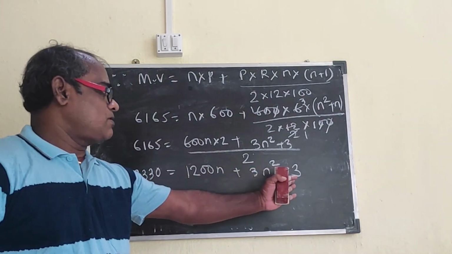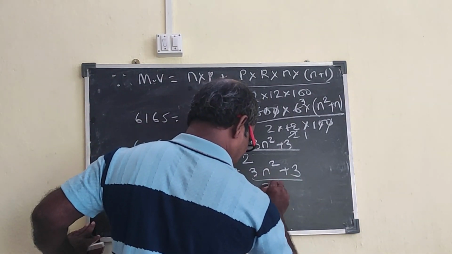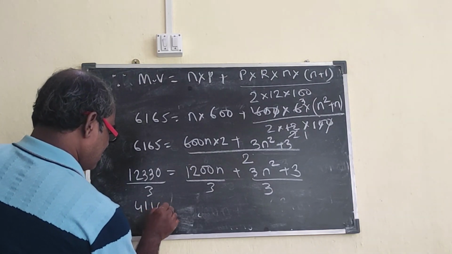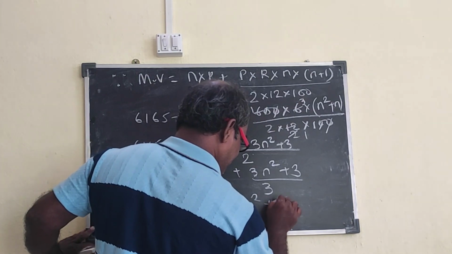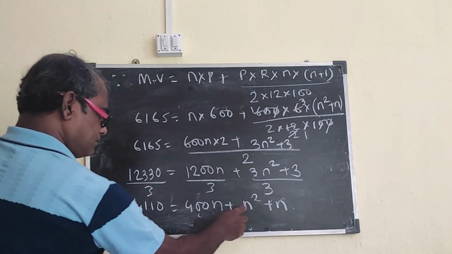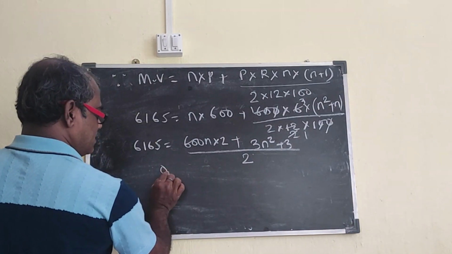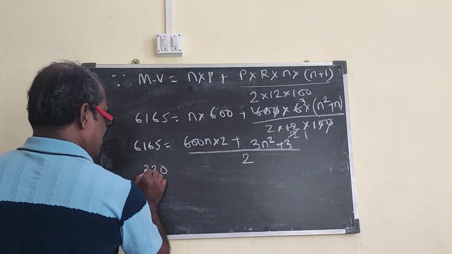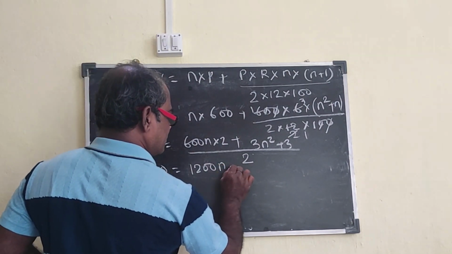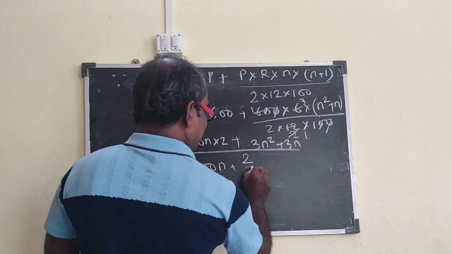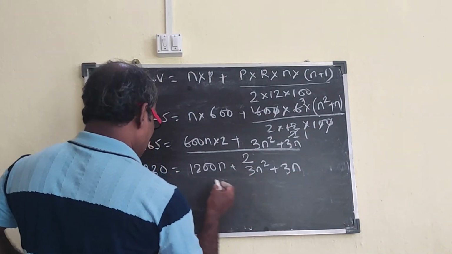Now the total equation is of factor 3, so we can divide with 3. If we divide with 3, we get, finally we get 2 5 is 10, 0 carried 1, 2 6 is 12, 13 3 is equal to 1200n plus 3n square plus 3n. Now the total is a factor 3, so we divide it with 3.